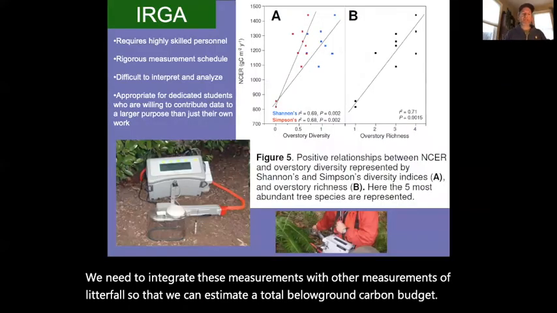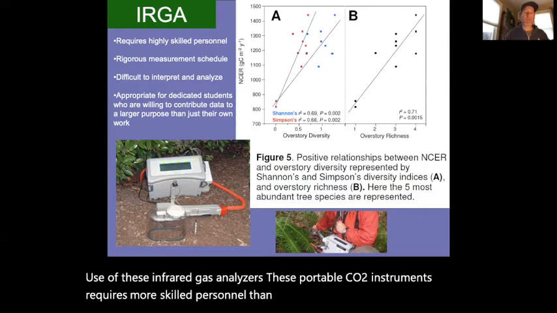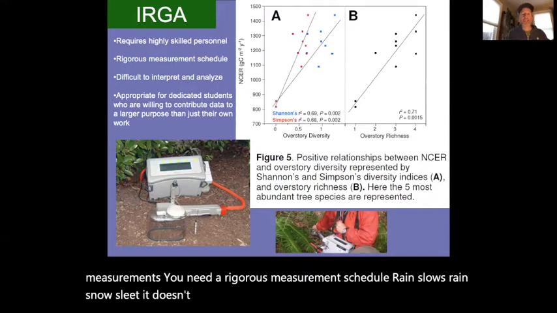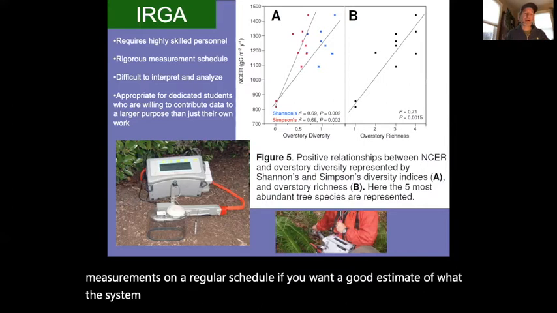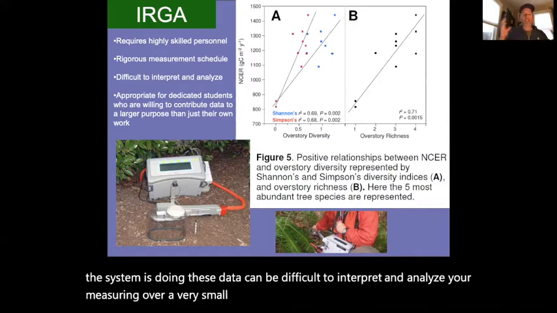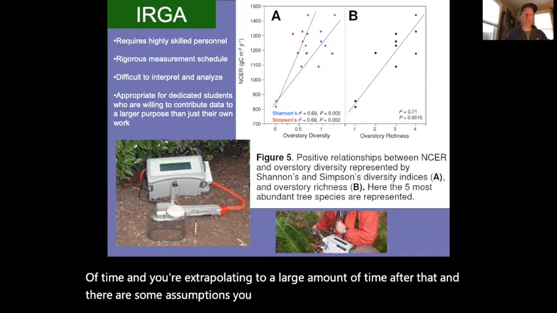Use of these infrared gas analyzers, these portable CO2 instruments, requires more skilled personnel than using something like the soda lime measurements. You need a rigorous measurement schedule. Rain, snow, sleet, it doesn't matter. You have to go out and take these measurements on a regular schedule if you want a good estimate of what the system is doing. These data can be difficult to interpret and analyze. You're measuring over a very small amount of time, and you're extrapolating to a large amount of time after that. And there are some assumptions you need to check along the way to make it work.